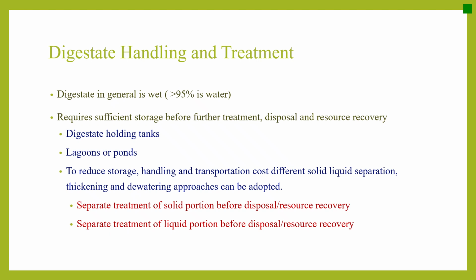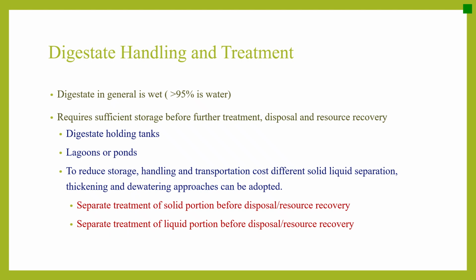So digestate in general is very wet. Usually water content is greater than 95%. So it requires sufficient storage before further treatment, disposal, and resource recovery. And it can be done by using digestate holding tanks or lagoons or ponds.